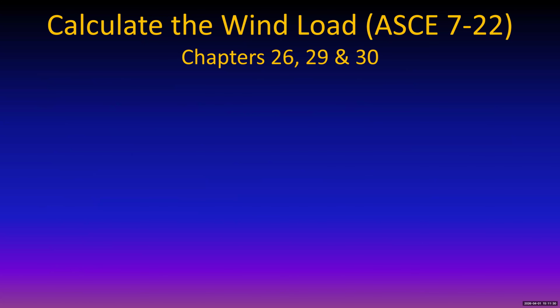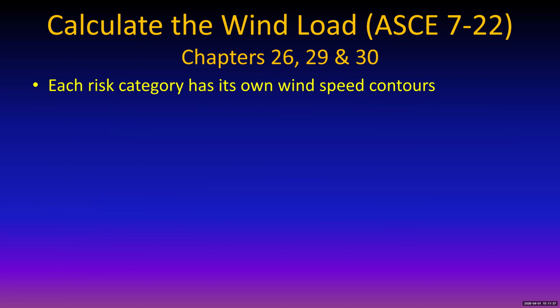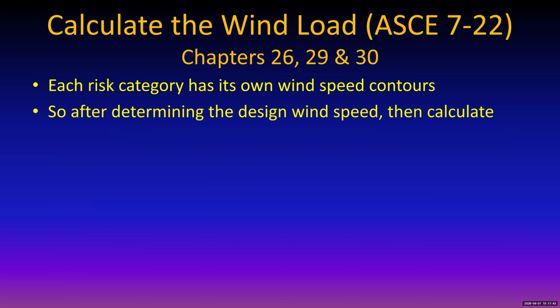You go to chapters 26, 29, and 30 of 7-22, and it gives you the calculation procedure. And you look at the risk category with the wind speed contours. You determine the wind speed. You may or may not be allowed to use interpolation between 130 and 140. If it looks like it's 135, you may need to use 140. Your local authority having jurisdiction will tell you that.